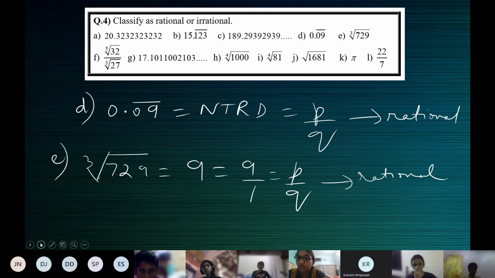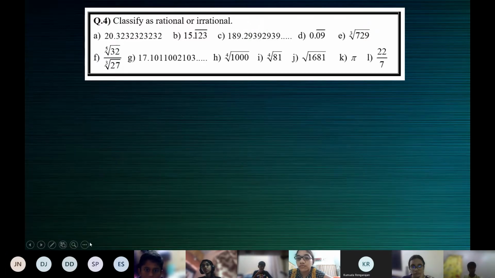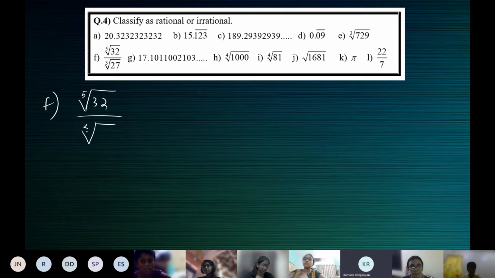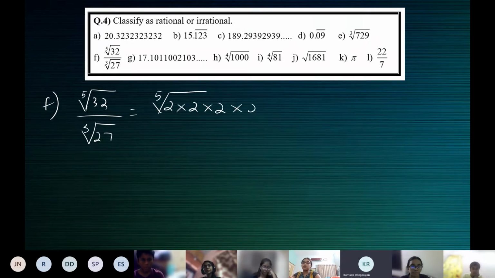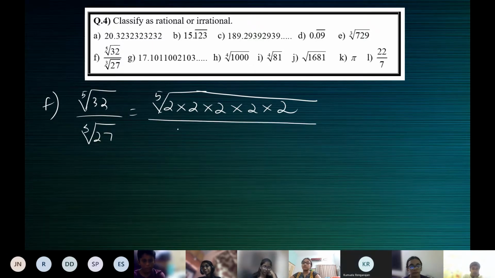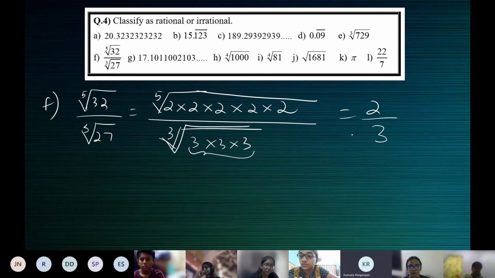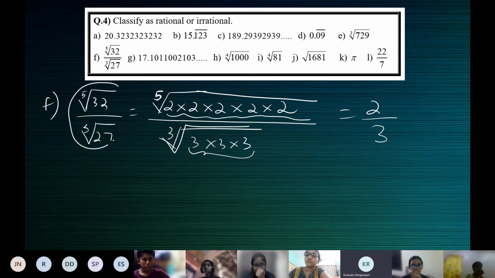F. What is the answer for F? 2 by 3, ma'am. Fifth root of 32 divided by cube root of 27. Fifth root of 32 is 2, because 32 is 2 into 2 into 2 into 2 into 2. Divided by cube root of 3 into 3 into 3. So from 5 2s, 1 2 will come out. From 3 3s, 1 3 will come out. So the value of this one is 2 by 3.